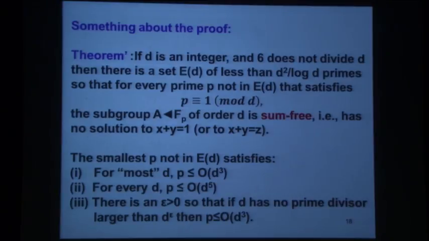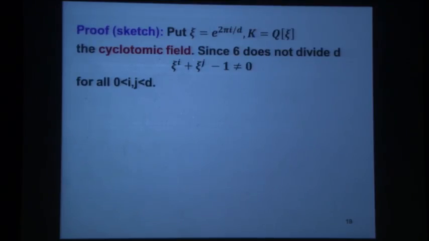For every D, p is at most a constant times D to the 5. And for smooth D, so there is some fixed epsilon, so that if D does not have a prime divisor which is bigger than D to the epsilon, then it's also at most D to the 1. And I'll show you how this goes roughly. So here is a sketch of the proof.